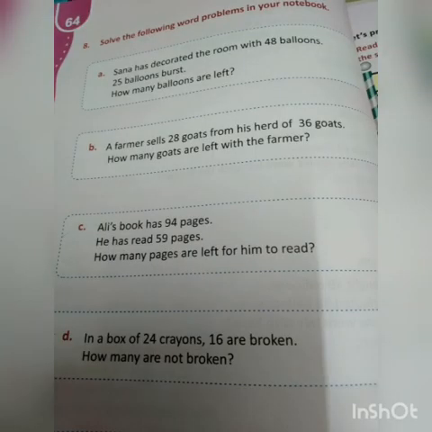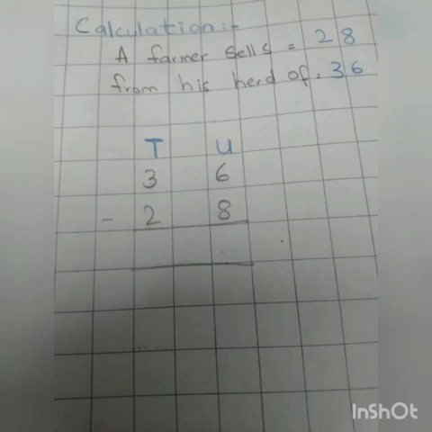Now B. A farmer sells 28 goats from his herd of 36 goats. It means a farmer has 36 goats, out of which he sells 28 goats. So how many goats are left with the farmer? We have to find this out. Now how can we find this out? First write, farmer sells 28 goats from his herd of 36 goats. Now write tens and units. First we'll start from the units.